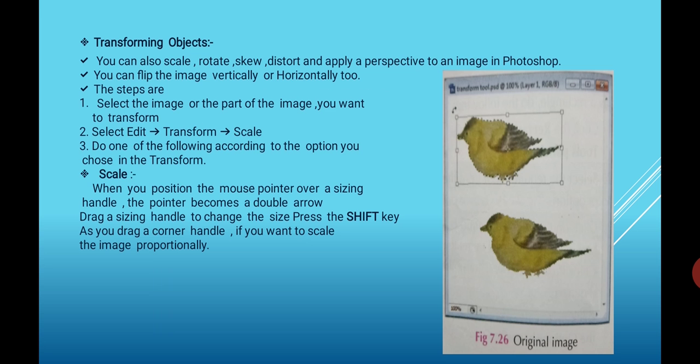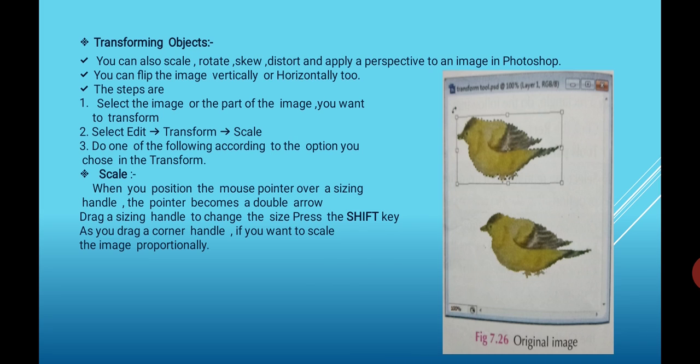Now transforming objects. You can also scale, rotate, skew, distort and apply a perspective to an image in Photoshop. You can flip the image vertically or horizontally too. The steps are: select the image or part of the image you want to transform. Then select the edit menu, then select the transform option, and then select scale. Do one of the following according to the option you choose in the transform.